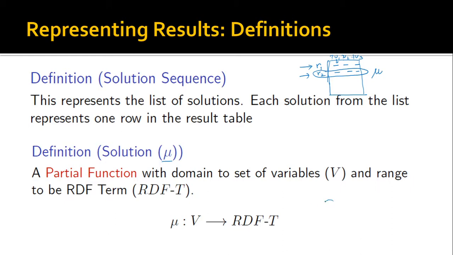And you can see that you have this space of variables V, which is the set of V, and this is the set of RDF terms, right? Now this mu, which maps one element of V to an RDF term, is basically a partial function. This is a partial function. Why is that? Because of the very fact that you may not have one mapping for every variable in RDF, right? So that's why it is a partial function.